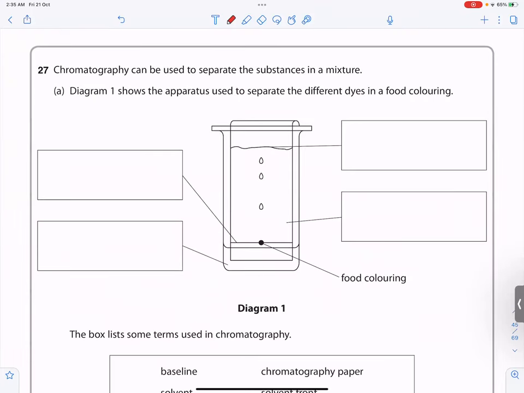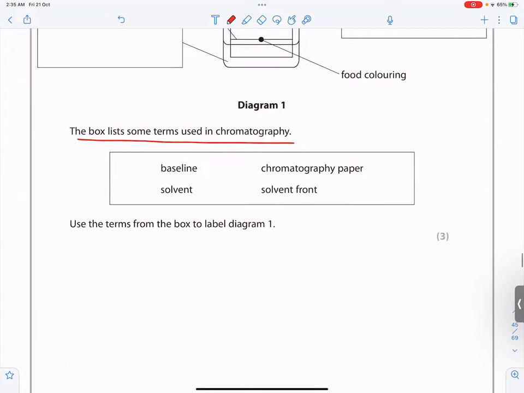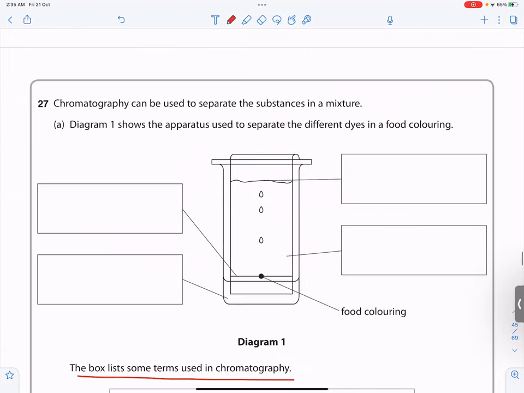Question 27. Chromatography can be used to separate substances in a mixture. Diagram 1 shows the apparatus used to separate different dyes in food coloring. The box lists some terms used in chromatography. Use terms from the box to label diagram 1. Of course, the first one, the top left, is the baseline.